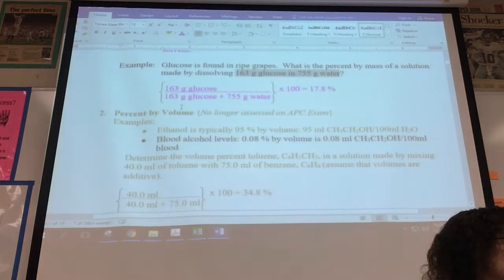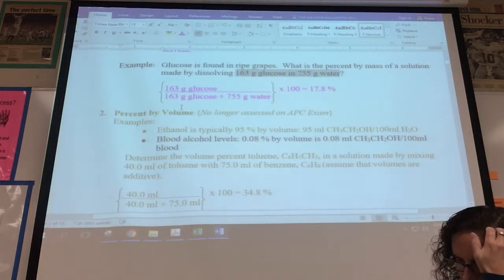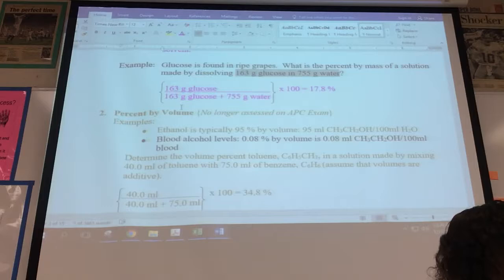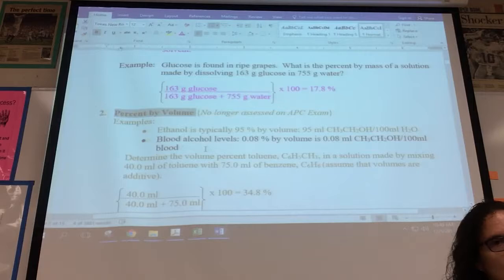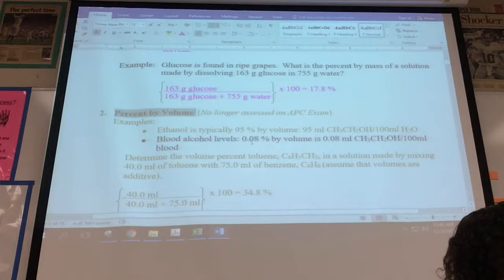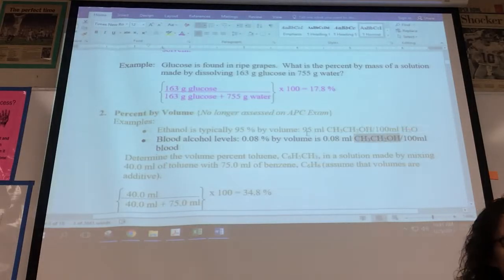The other one that's kind of interesting but not assessed anymore, I'll mention it because some of you are probably going to go into criminology and hopefully you will never encounter this piece in your life. But blood alcohol level is determined by percent by volume. Many of you are driving. Some of you unfortunately have started drinking, and I hope you never mix the two together. So blood alcohol level is 0.08% by volume. That's 0.08 mL of ethanol, that's drinking alcohol, per 100 mL of blood.